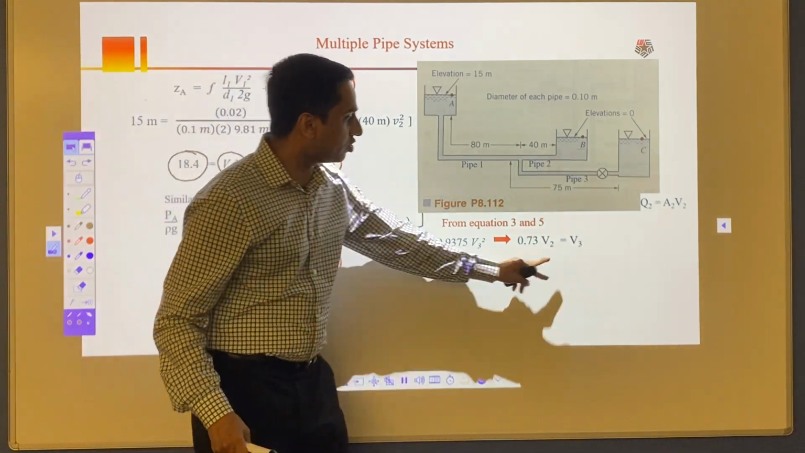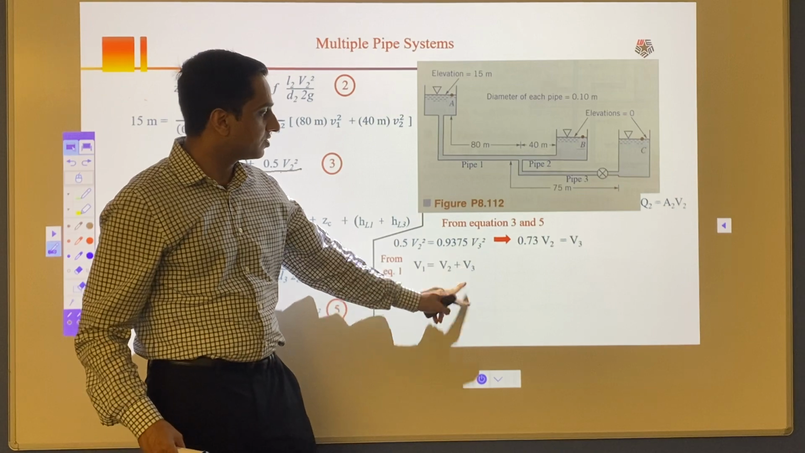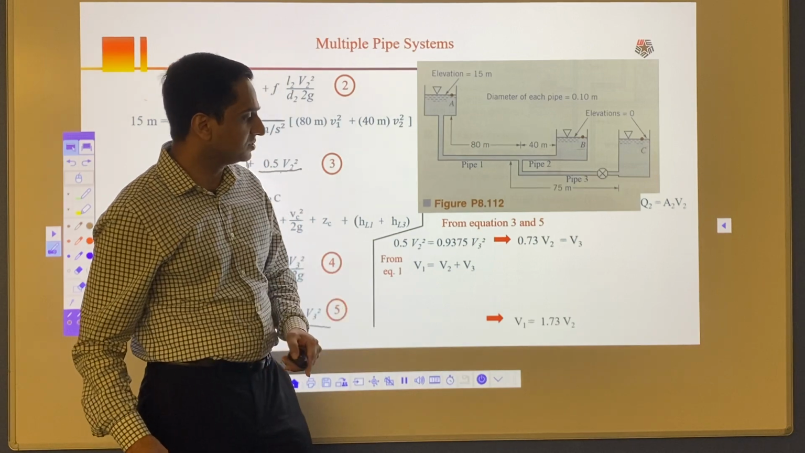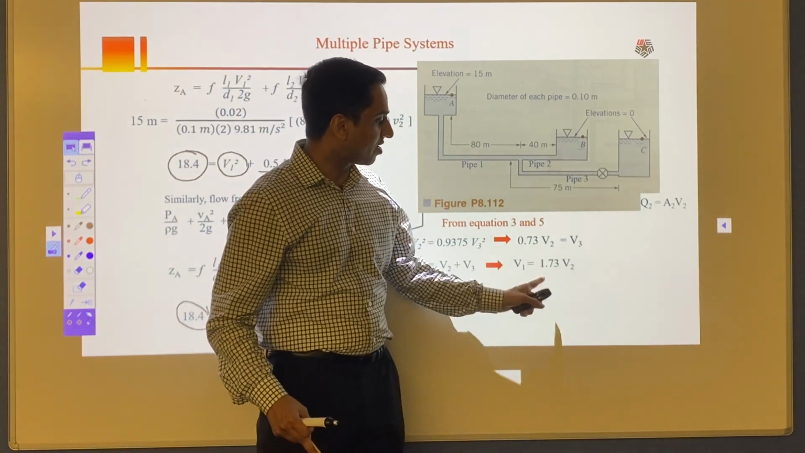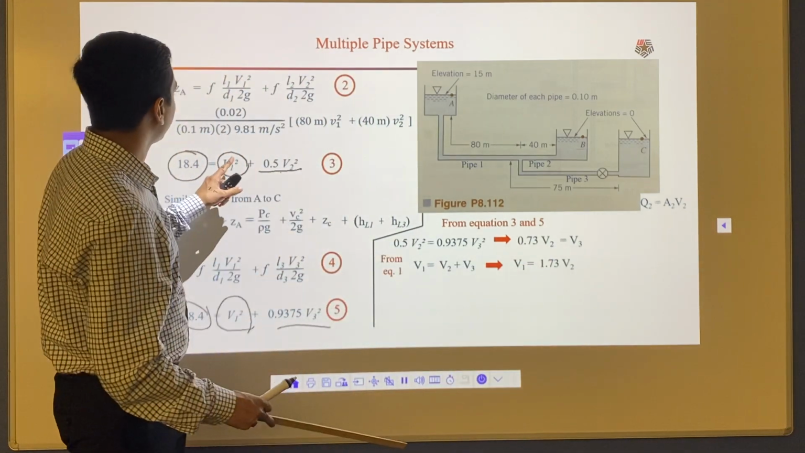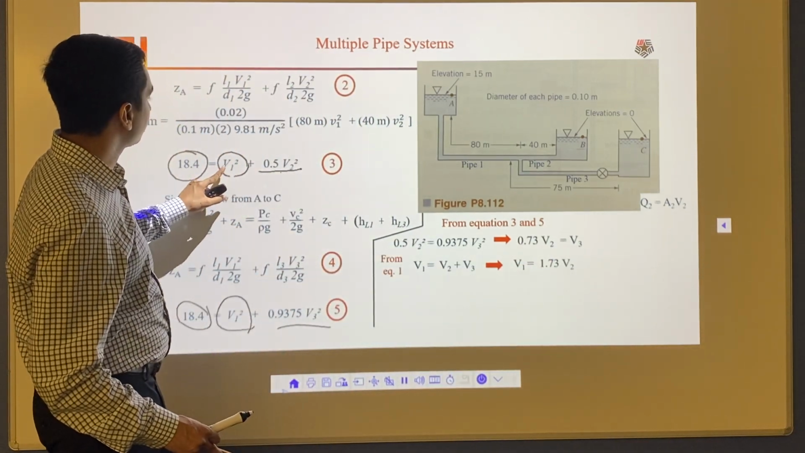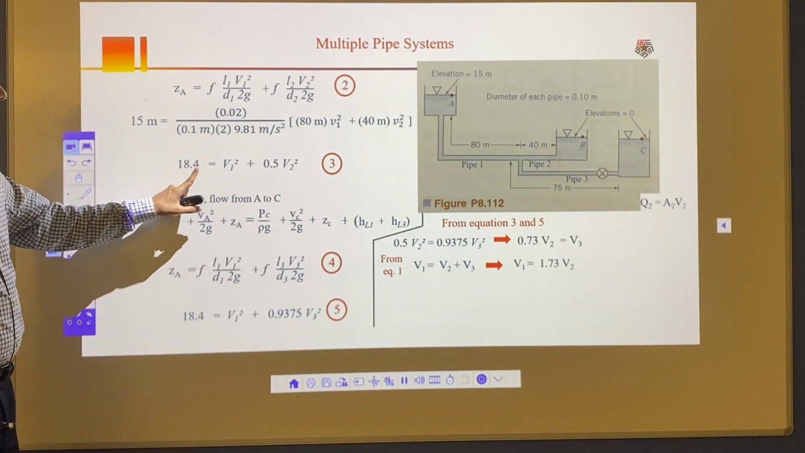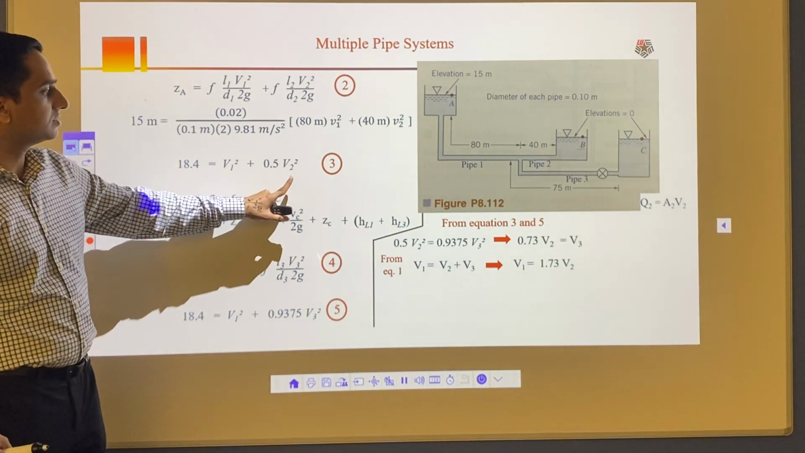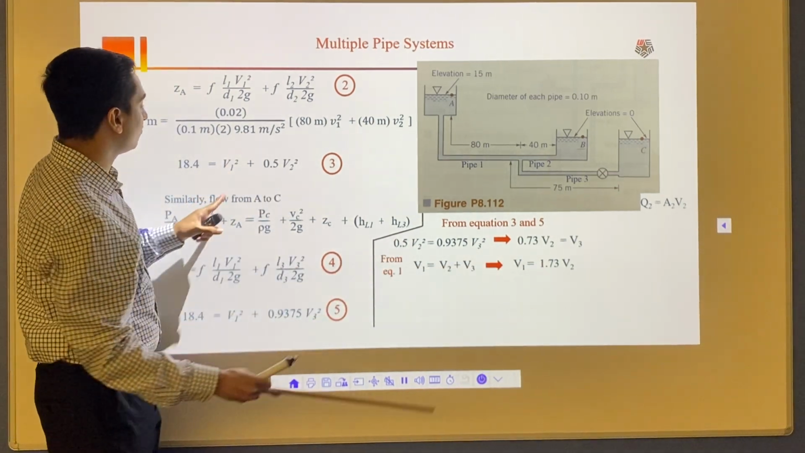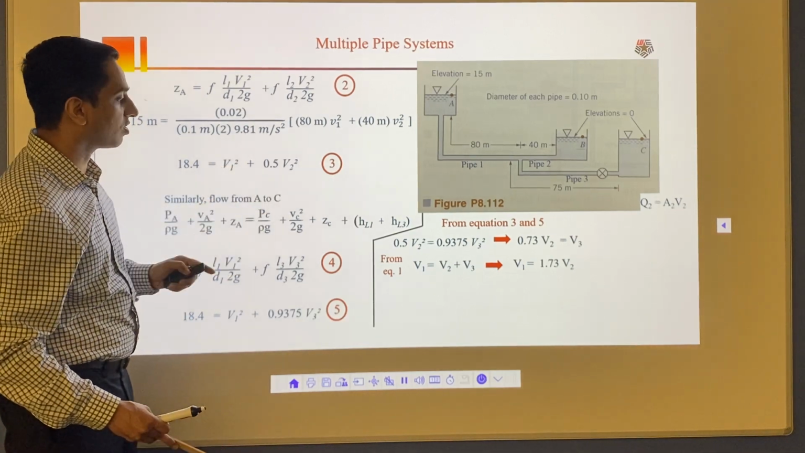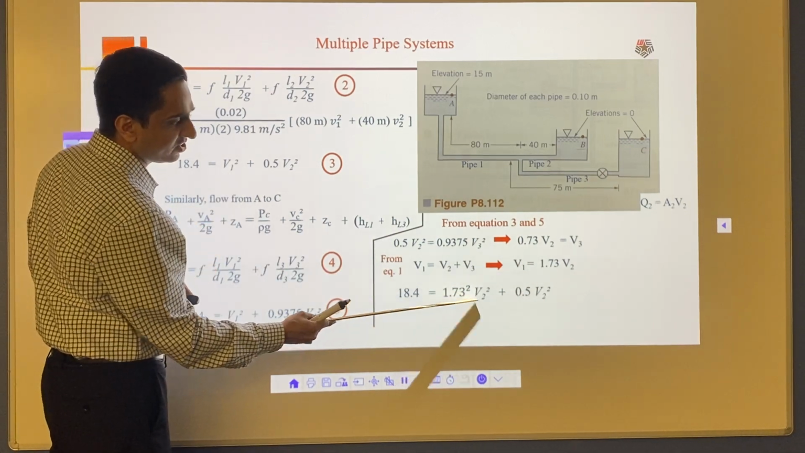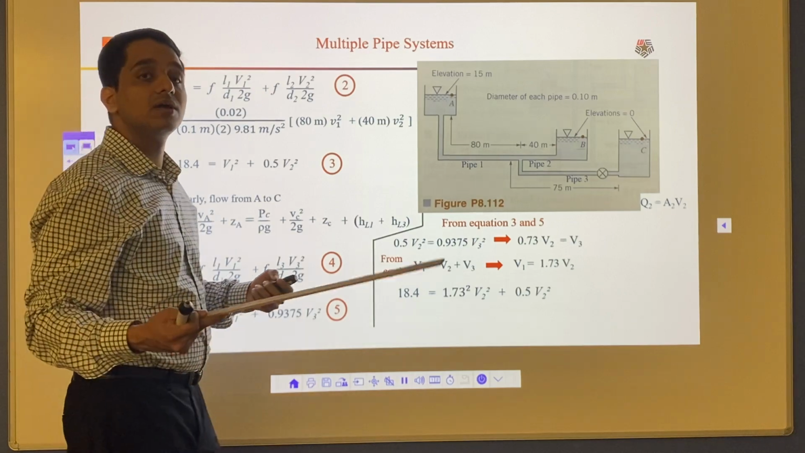Now, you remember equation number 1, V1 is equal to V2 plus V3. I am going to take this value of V3 and plug it in here. So, V1 is equal to V2 plus 0.73 V2, and that will become V1 is equal to 1.73 V2. Now, I am going to take that 1.73 V2 and put it in equation number 3 and run this equation again. So, it will become 18.4 V1 square, and then V1 will become 1.73 square V2 square, and then I can solve it. If I take this value in equation number 3, the equation will look something like this. Now, all I have to do is solve for V2.